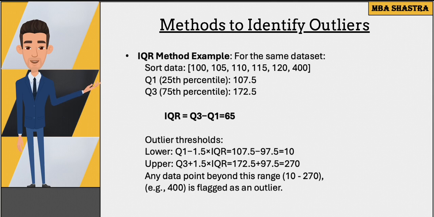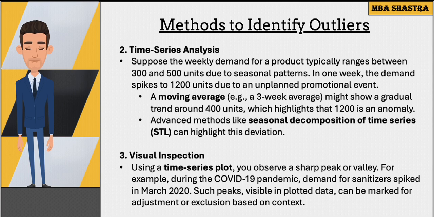Outlier thresholds. Lower: Q1 minus 1.5 times IQR equals 107.5 minus 97.5 equals 10. Upper: Q3 plus 1.5 times IQR equals 172.5 plus 97.5 equals 270. Any data point beyond this range, 10 to 270, for example, 400, is flagged as an outlier.